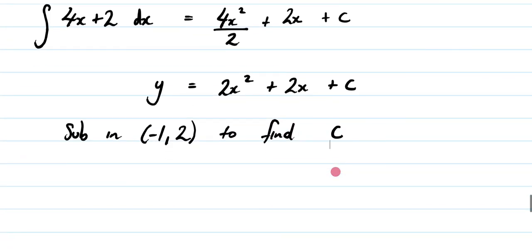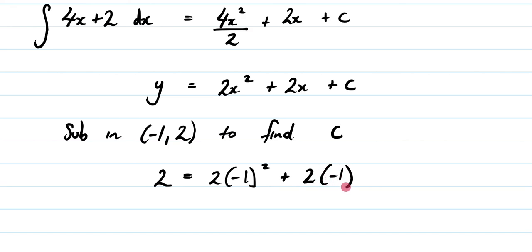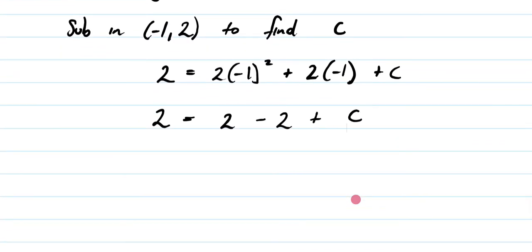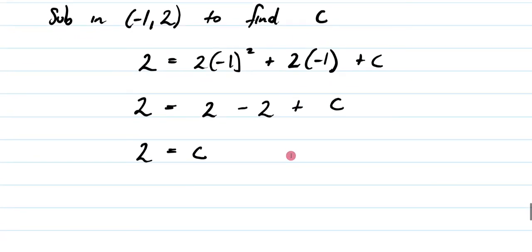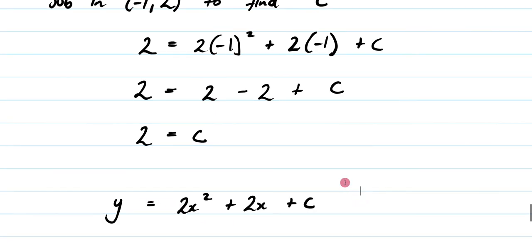If I do that, I'm going to end up with 2 is equal to 2 times negative 1 squared plus 2 times negative 1 plus c, which is going to be 2 equals 2 minus 2 plus c, which means 2 is equal to c. So my answer is going to be, I would come up here and copy this, Control C. Come down here, Control V. I know that c is going to be 2. Whew, all right, and now I can highlight that. That is going to be my answer.